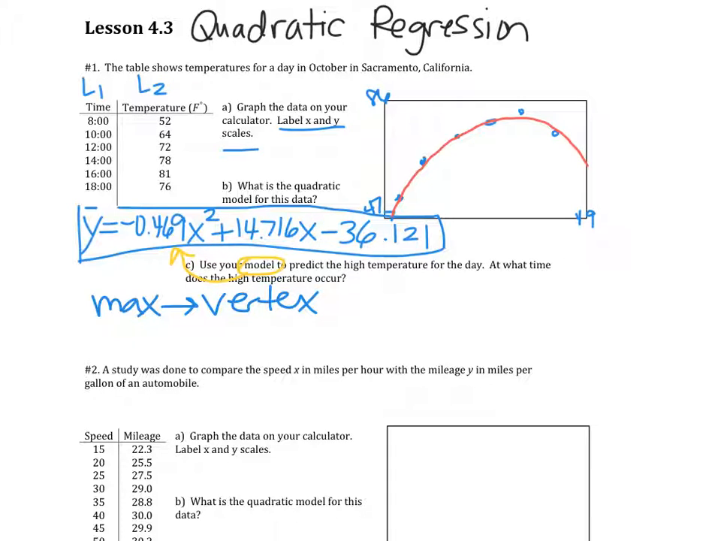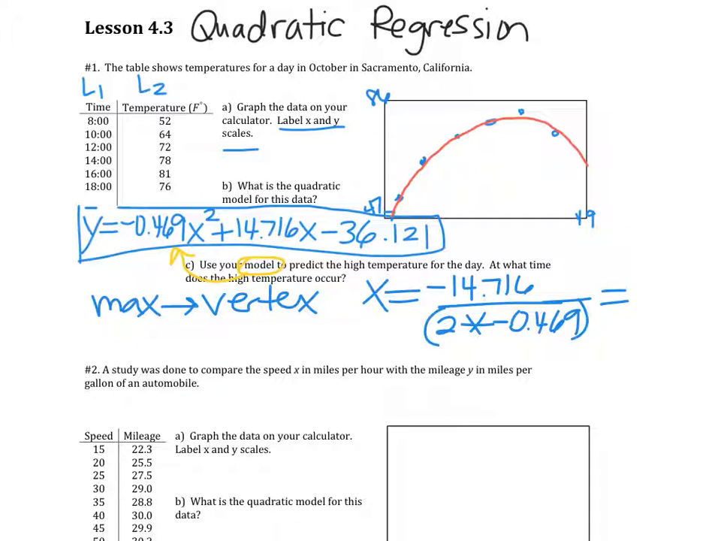So I'm going to, for a standard form, find the vertex by doing x is negative b over 2a. So do negative 14.716 over parentheses 2 times negative 0.469. That's not going to give me the high temperature. What does that give me? Your x coordinate. That gives me the time of day. See, time is L1, time is x, temperature is y. But that's going to get me closer.